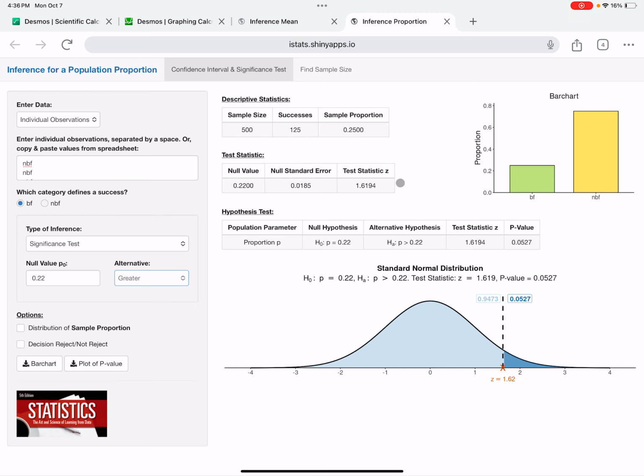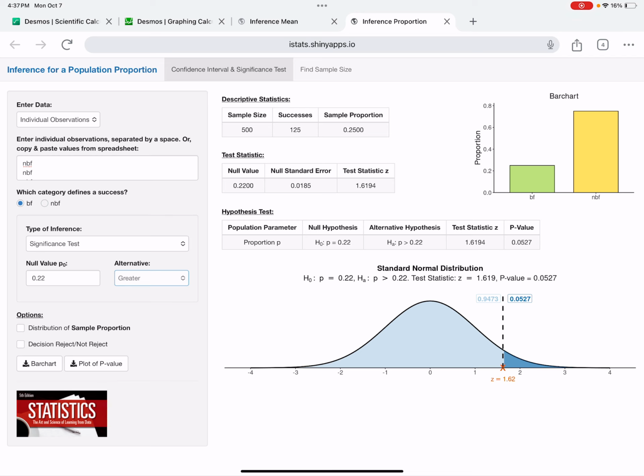It looks like our sample proportion, by the way, was 25%. This program automatically counts up all the BFs and NBFs, right? It says that there were 500 in the sample in total and 125 successes. So sample proportion 125 out of 500 is 25%. And the test statistic, the p-value is what we're really after. The p-value 0.0527. So not quite good enough evidence, but it's really close.